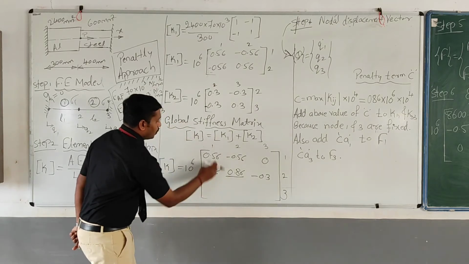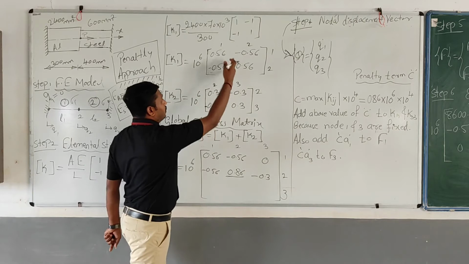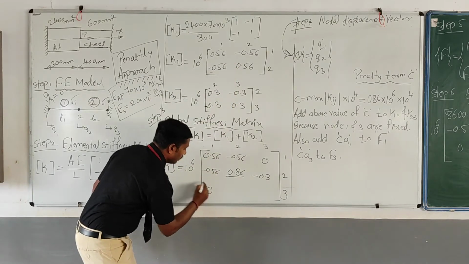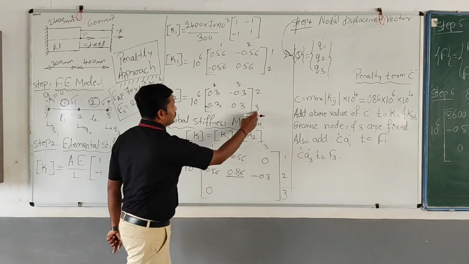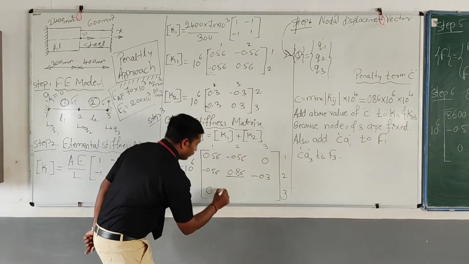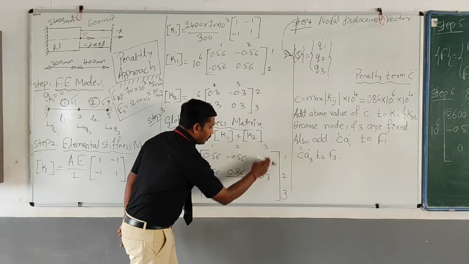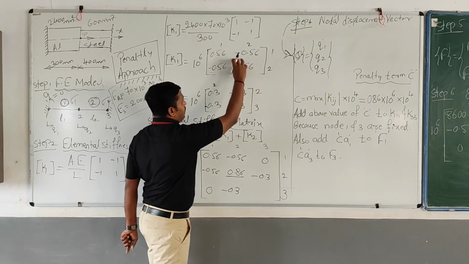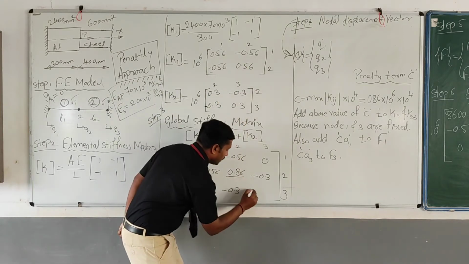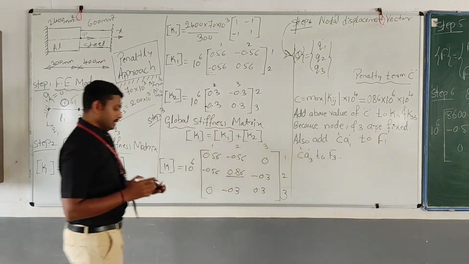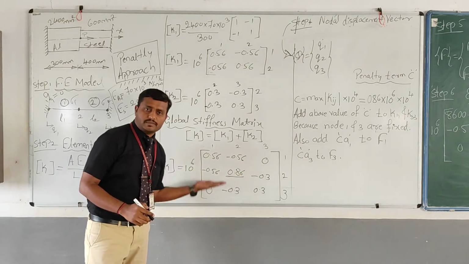Next, row 3, column 1. Row 3, column 1 is not available in both the matrices, so I write it 0. Row 3, column 2 is minus 0.3. Next, row 3, column 3 is not available in this matrix. Come to the second element. Row 3, column 3 is plus 0.3. See, this is the way to write down all the elements in the global stiffness matrix.